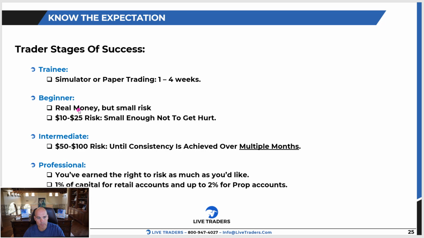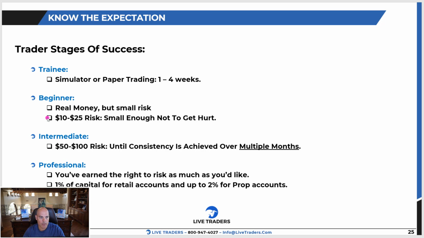Okay? Beginner, real money, small risk. 10 to 25 bucks. Small enough not to get hurt. Yeah, that's too long, Steve. It's too long. You need to feel those emotions. You got to feel slippage. I want people to get to real money as quick as possible, but at small risk, $10. Soon as you know how to place a trade, place a stop loss, place a bracket, get into real money trade. You need to feel it. I've never met a losing paper trader. You ever heard that phrase? I've never met a losing paper trader.